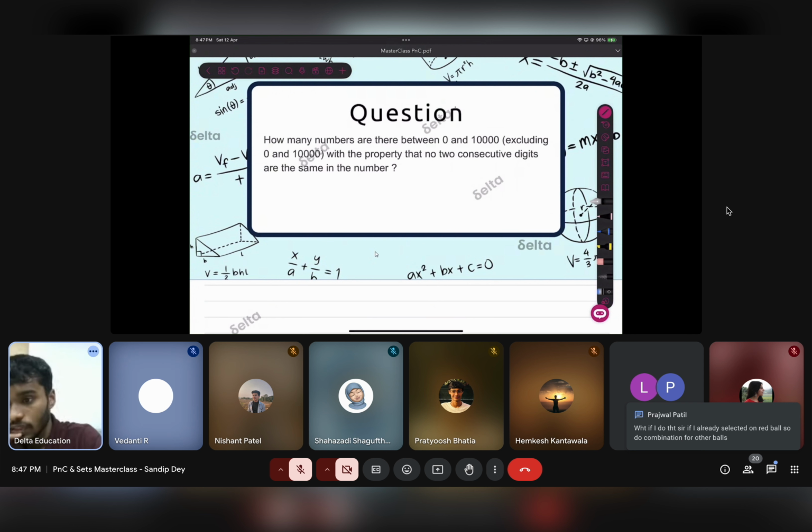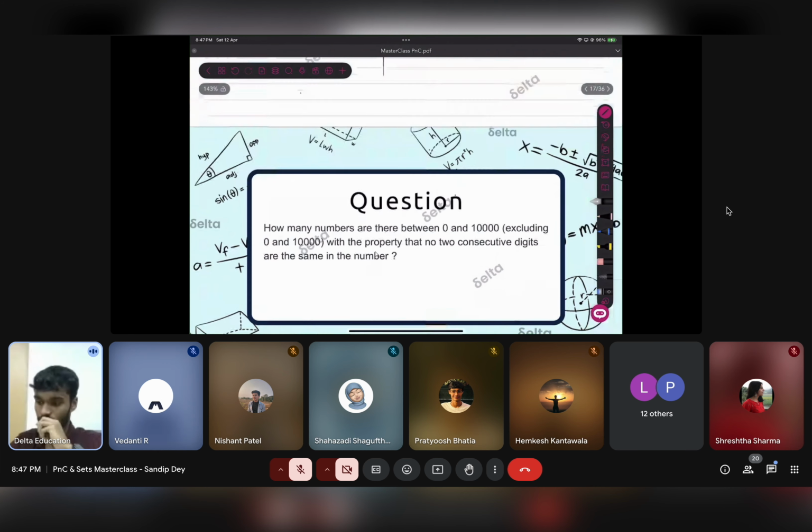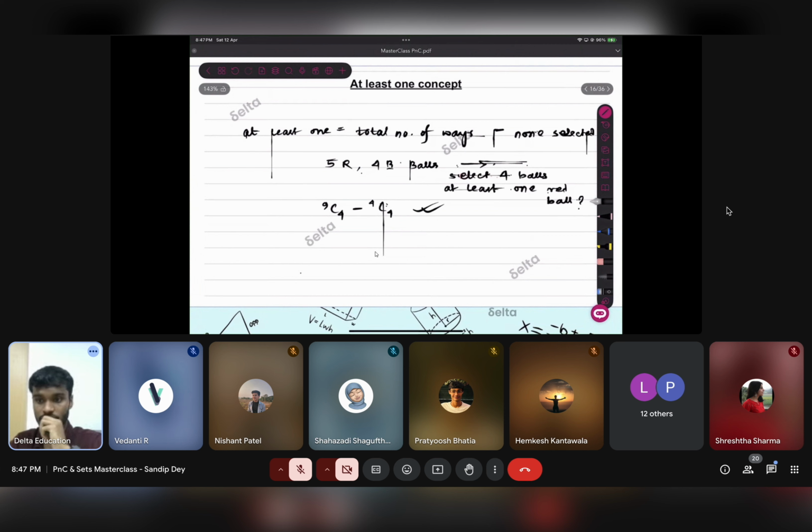Selected 1 red ball, so 2 combination of other balls. Prajwal, I didn't get your question. What if I do that, sir, if I already selected one red ball, so 2 combination for other balls? Can you repeat your question?